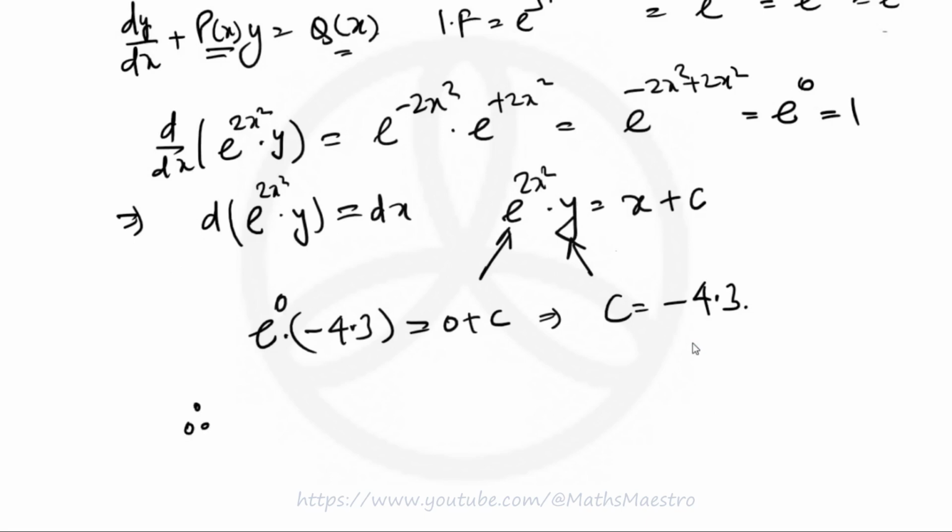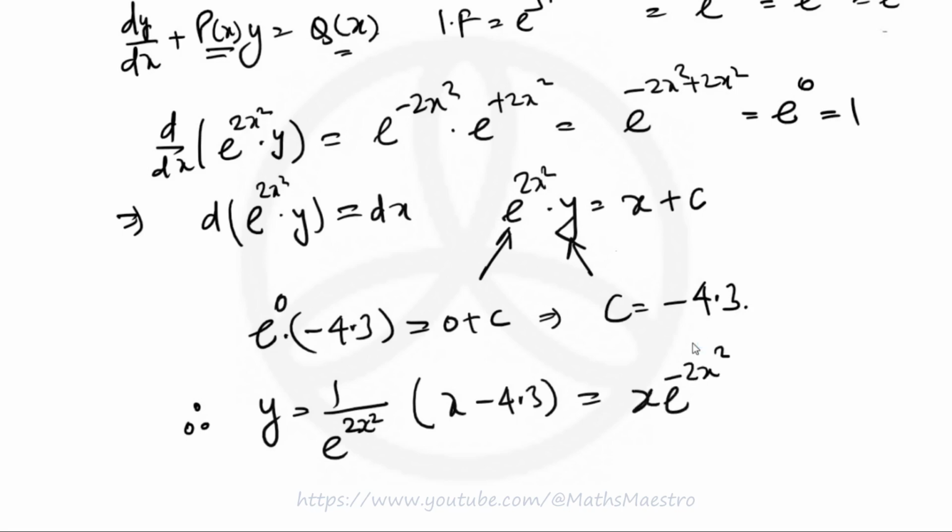Therefore, our solution will be y is equal to 1/e^(2x²) times x plus c, where c is minus 4/3. So y is equal to e^(-2x²) x minus 4/3 e^(-2x²), or e^(-2x²) times (x minus 4/3). This can also be written this way. Okay, this is the solution of the given problem, friends. We move to the next question now.